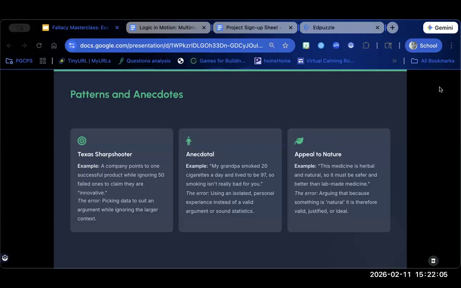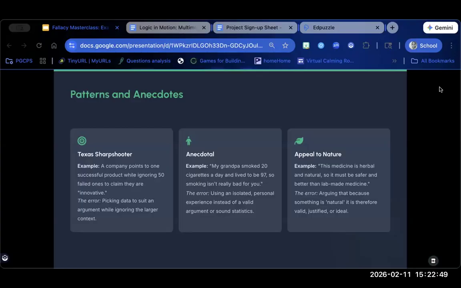We have patterns and anecdotes here. So for instance, the Texas sharpshooter, where a person makes the mistake of picking data to suit an argument while ignoring the larger context. So let's say that I have the iPhone 17 and I say this is the best phone ever, and clearly Apple is the way to go. However, I ignored that all the previous iPhones had all these different malfunctions and so forth. So it's a claim to prove that one product is successful while ignoring all the failures of the other previous products.